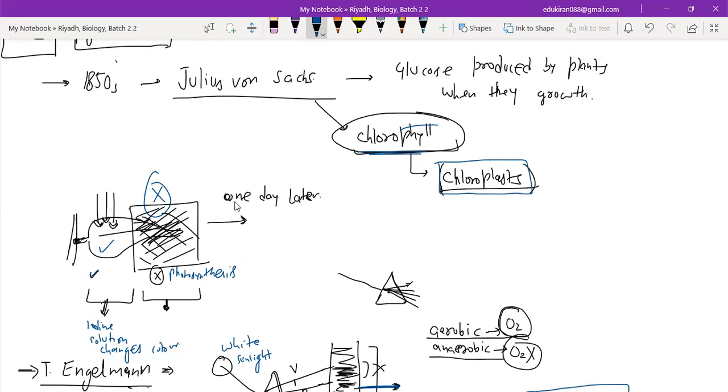Is it clear? But this tells us that glucose is produced, because glucose is stored in plants in the form of starch, which can be tested here with this iodine solution change experiment.